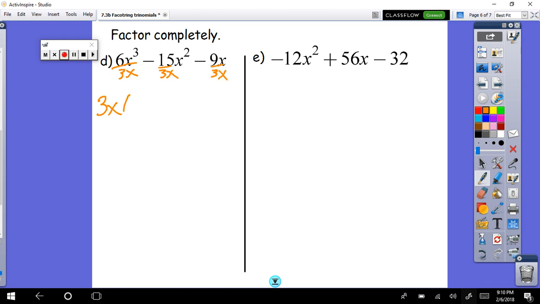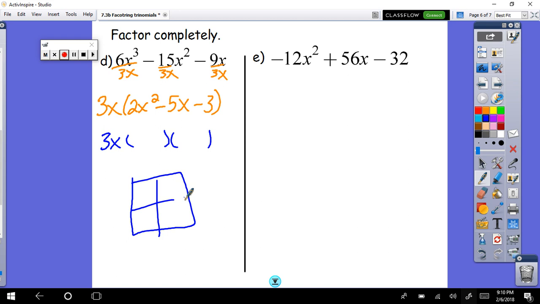I'm going to get 2x squared minus 5x minus 3. And then from there, I can see if I can factor it any further. So 3x, and can I factor it down further to 2 factors from this trinomial? I'm going to use my box method. I'm just factoring the trinomial that's left here, so the 2x squared and then the negative 3.